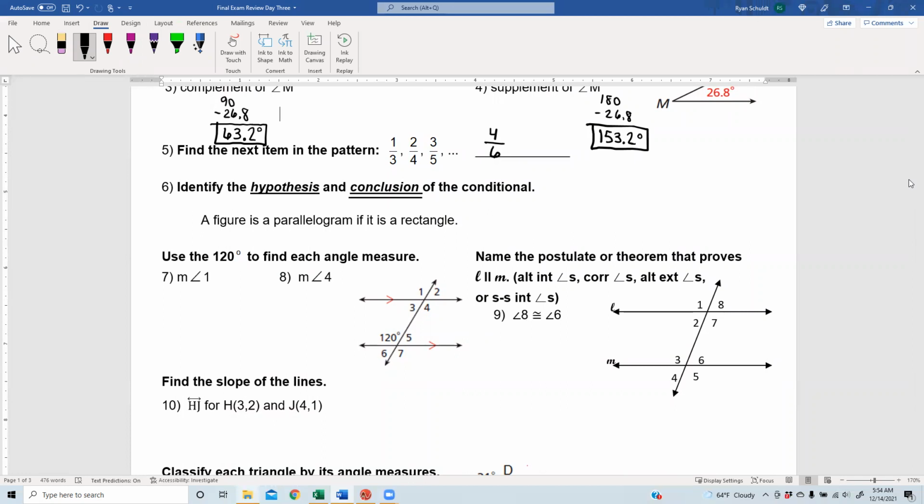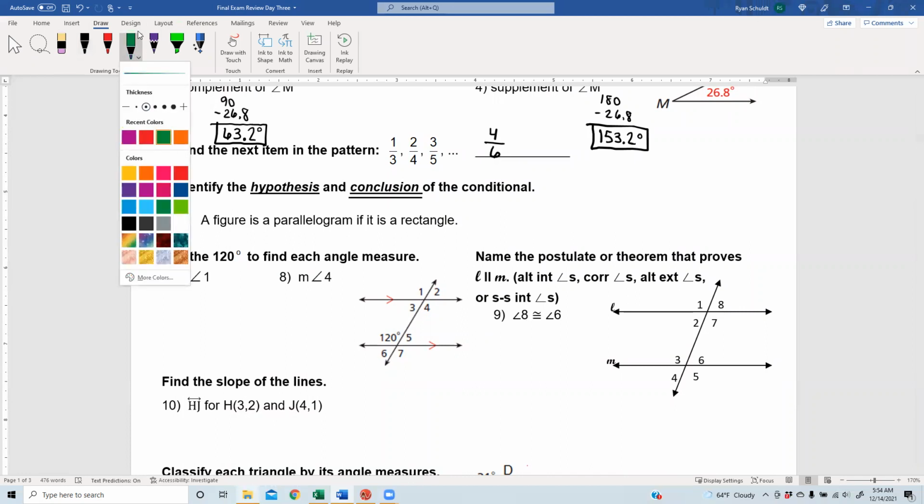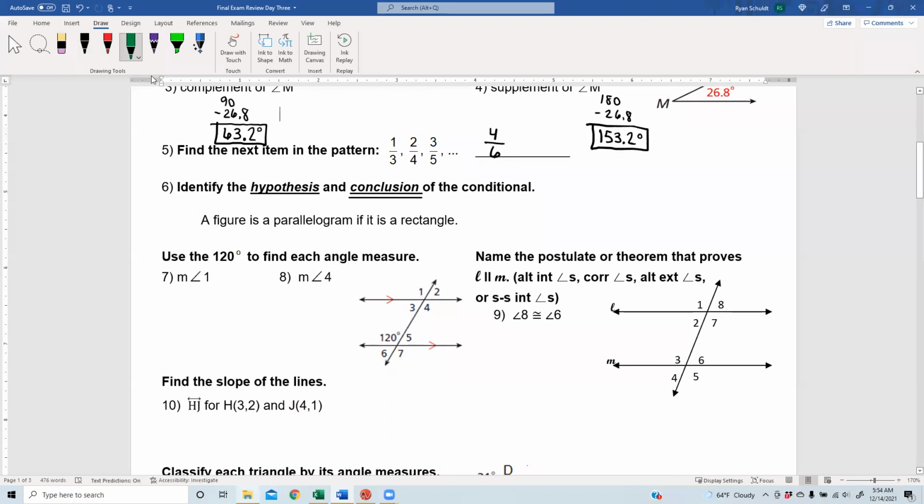Number 6, identify the hypothesis and conclusion of the conditional. Hypothesis, they want us to single underline. Conclusion, we want to double underline. What word signifies the hypothesis? Just so we get that word in our mind before we read the sentence. If. So let's see if I can find the word if in this sentence.